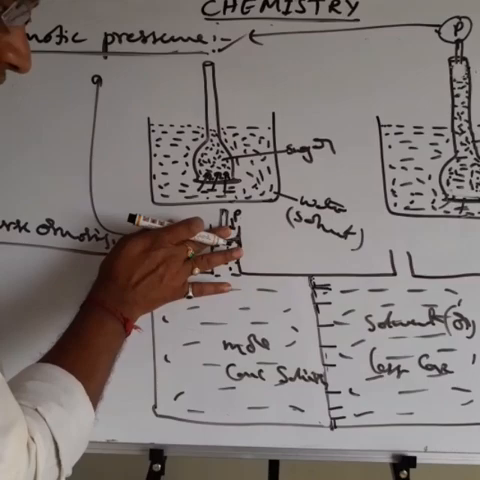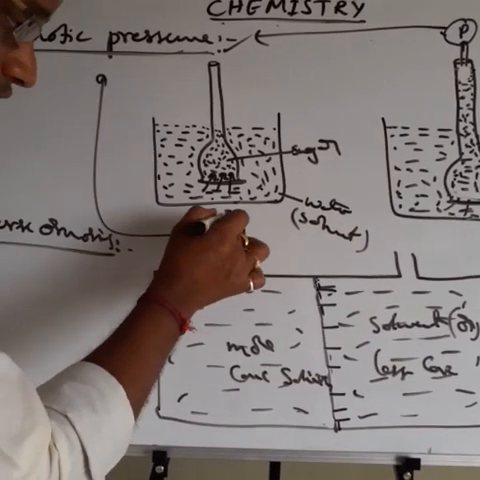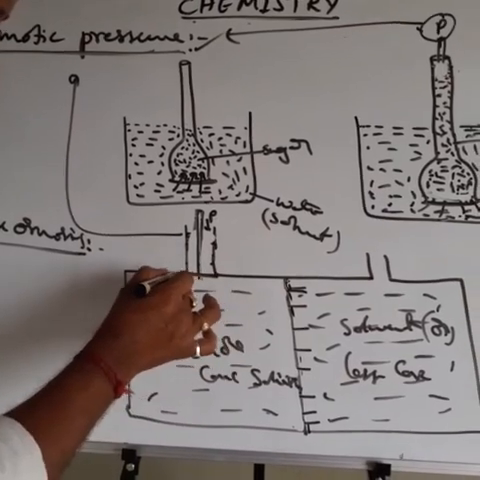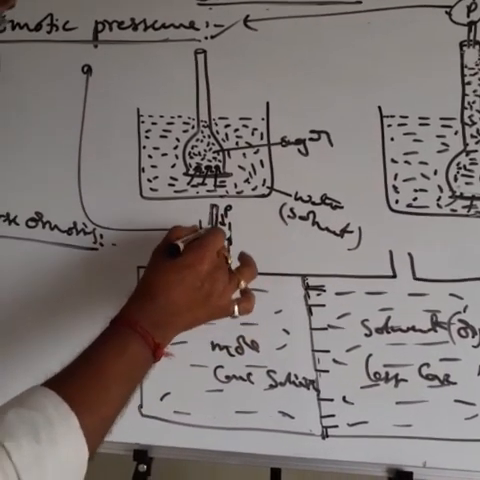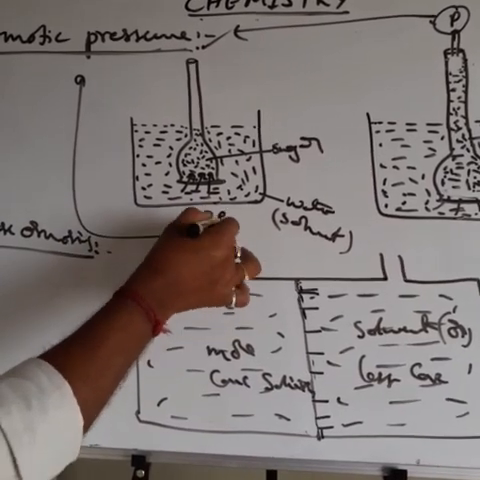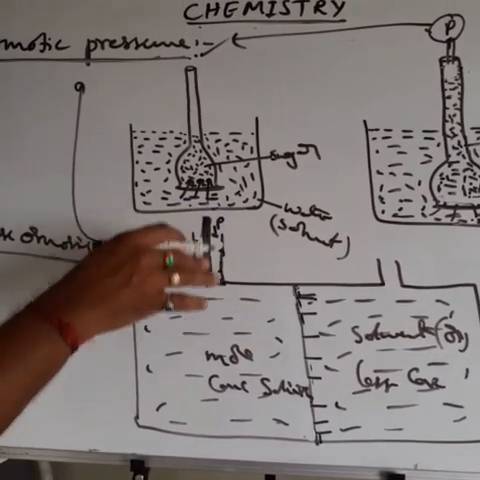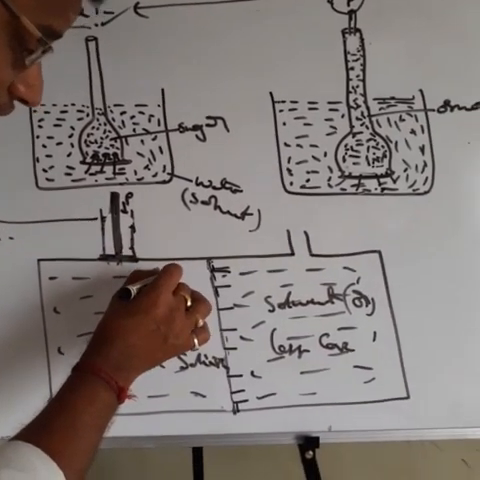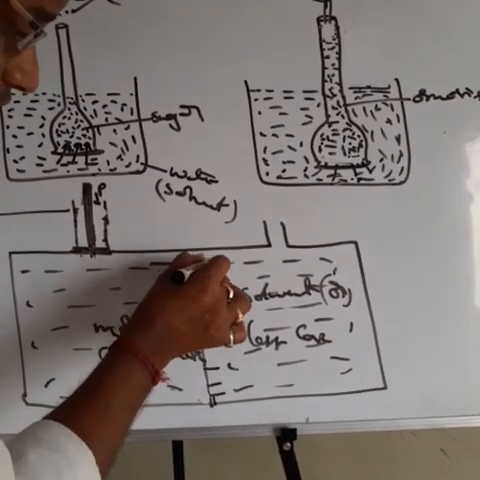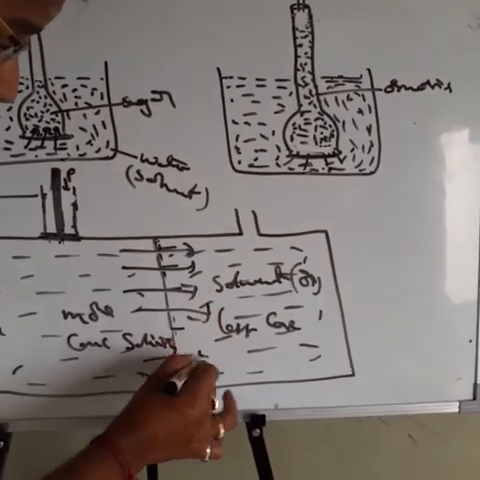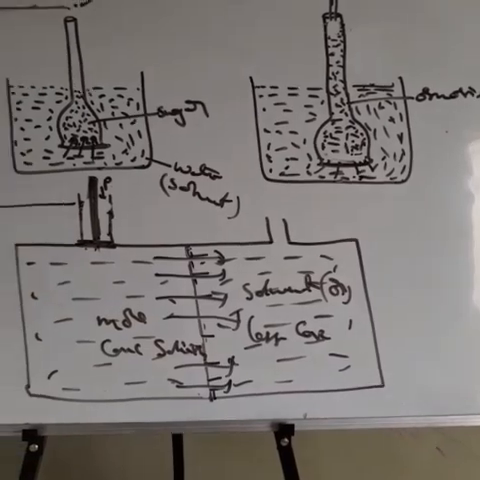When we apply more pressure, what happens? Your solution level, what happens? Decrease. The pressure applied is more than the osmotic pressure on the solution side, and it causes the solvent particles to move from the more concentrated to the less concentrated solution, or from solution to solvent. That phenomenon is called reverse osmosis.